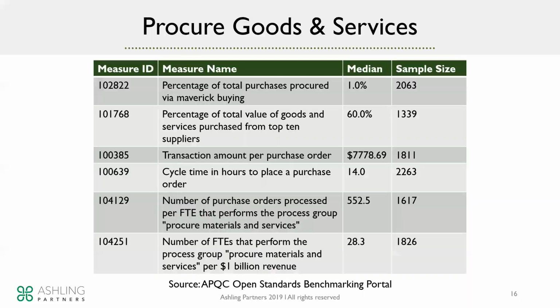And so now jumping into some of that benchmark data. So these are, again, APQC open benchmark portal standards. So you see the sample size, you see the median. They have kind of best in class, which is top 25%. They have median, and then they have bottom performers, which is your bottom 25%.